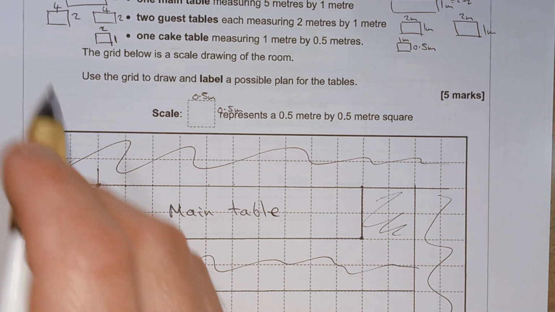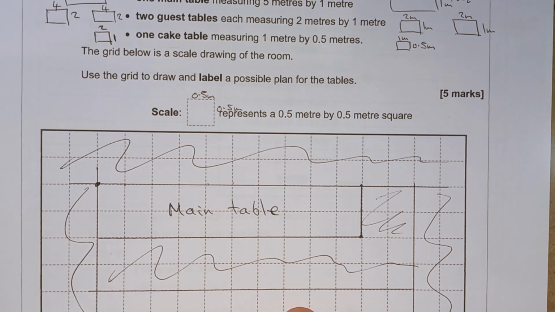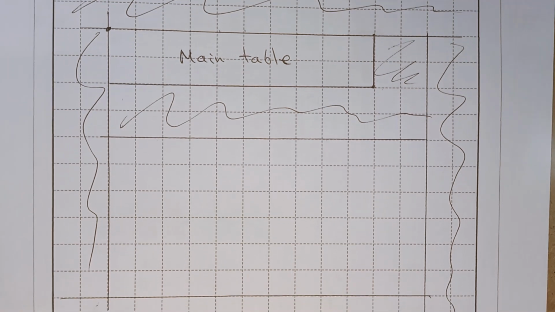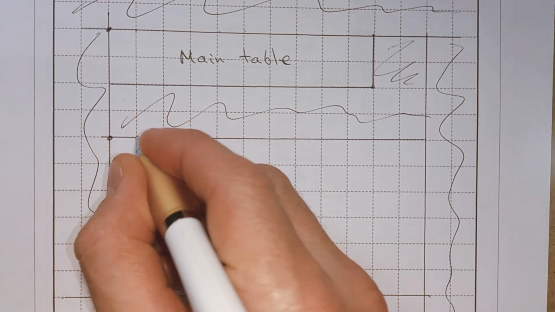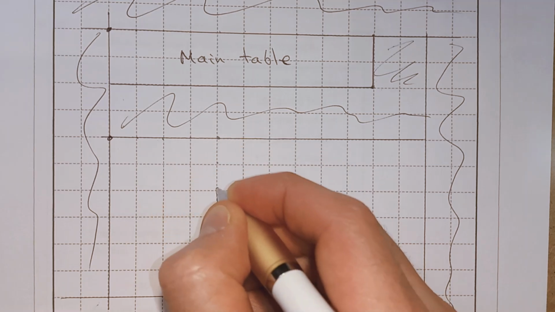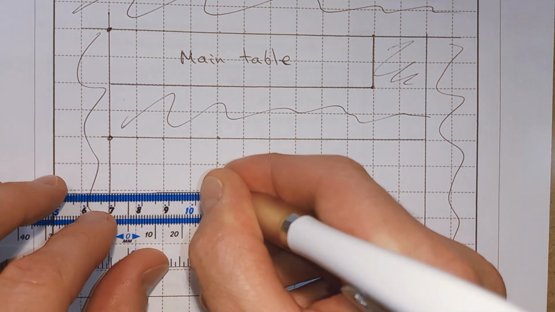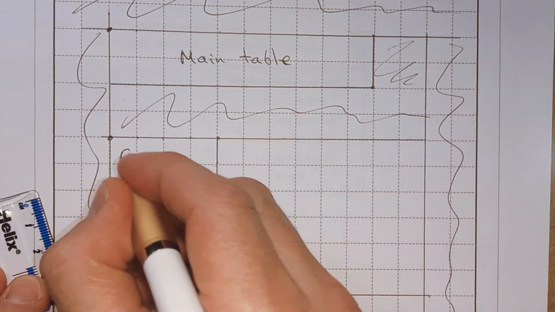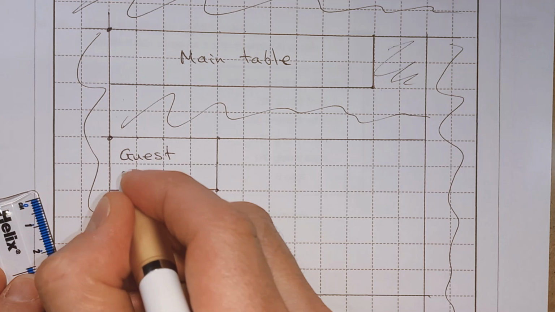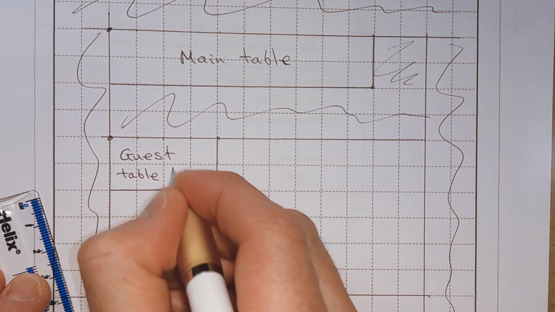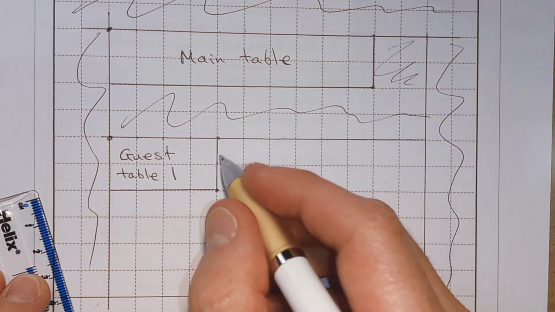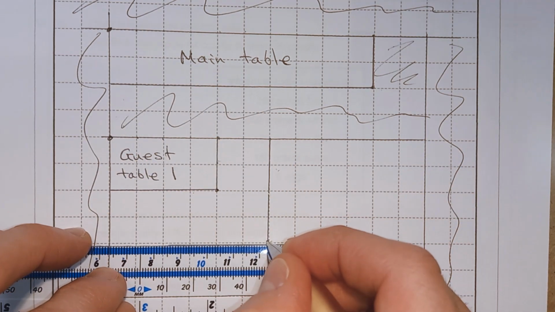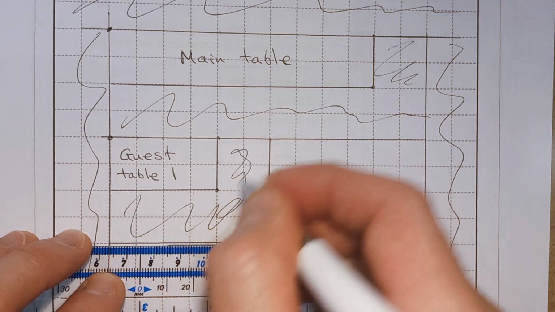Then we can have a guest table, 4 squares by 2 squares. So let's move it up. So we start here, 1, 2, 3, 4, 1, 2. And we need 2 of these guest tables. So this can be guest table 1. But then we've got this space of 1, 2 squares. And 2 squares in this direction. So that's got to all be left empty.